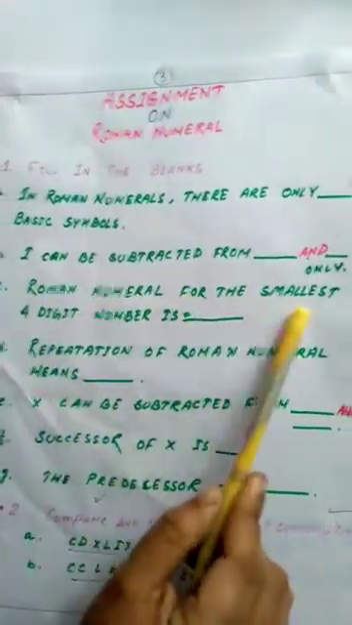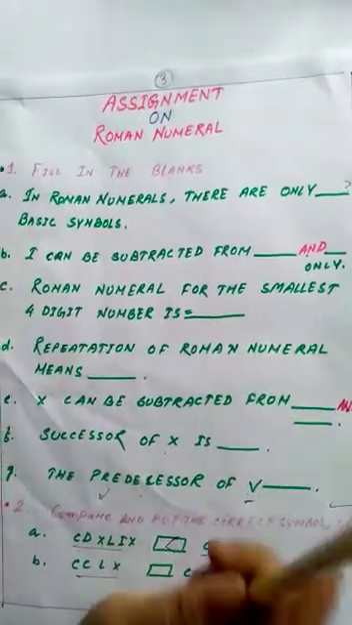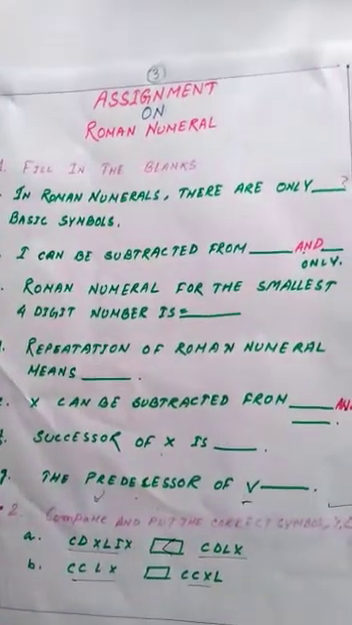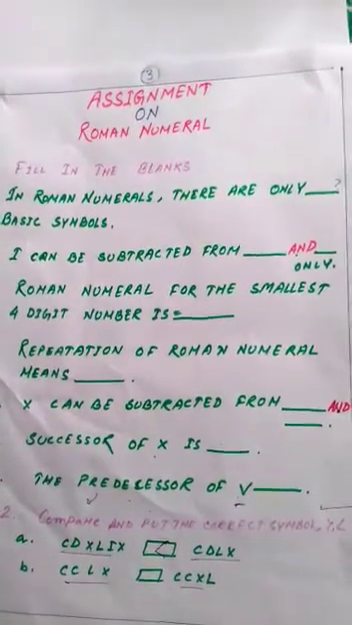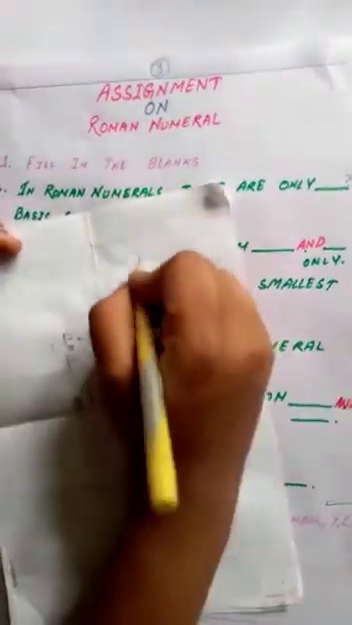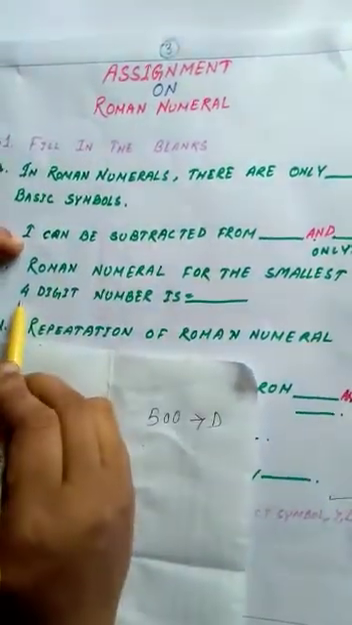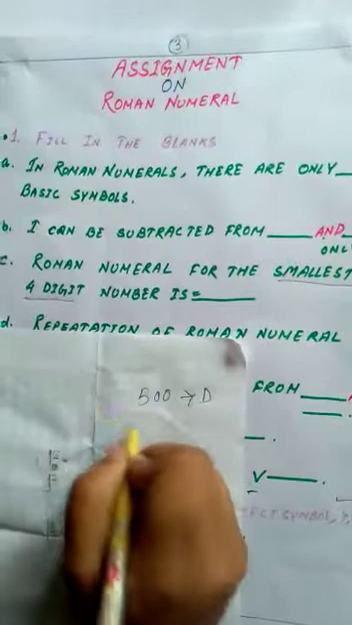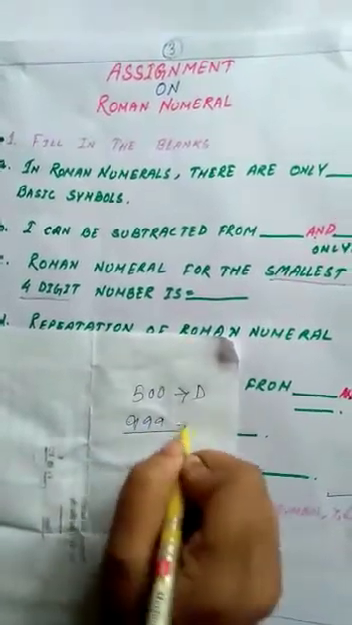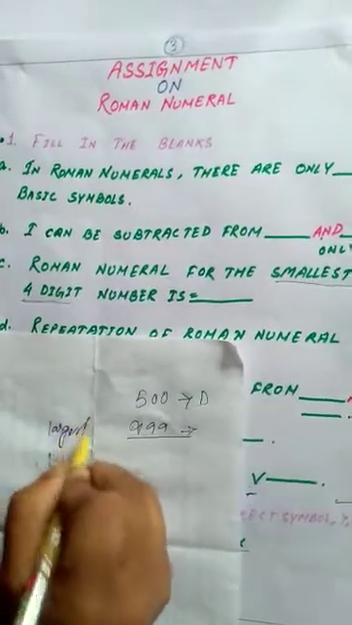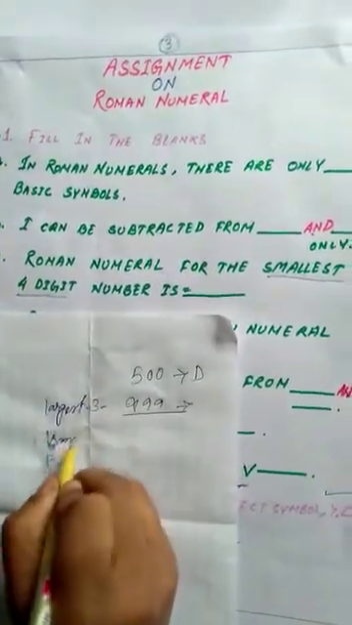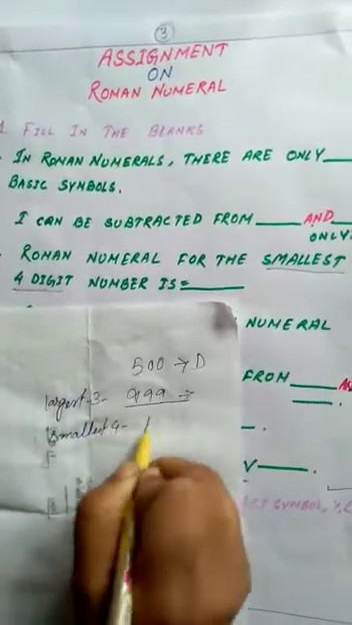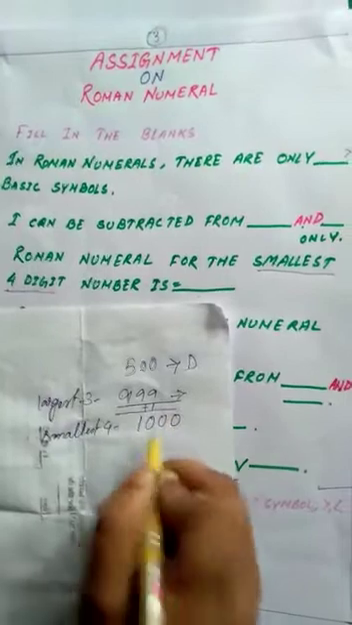So now question number C is what? The Roman numeral for the smallest 4-digit number is what? Among the 7 basic symbols in Roman numerals, the symbol of 500 is D, all of you know. So the smallest 4-digit number is what, students? 999 is the largest 3-digit number, and the smallest 4-digit number will be 1000. If you add 1 here, then you will get 1000.